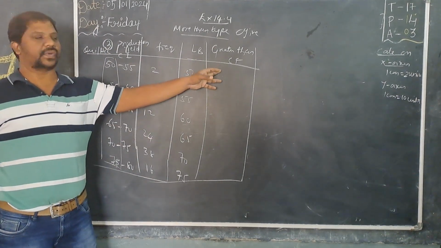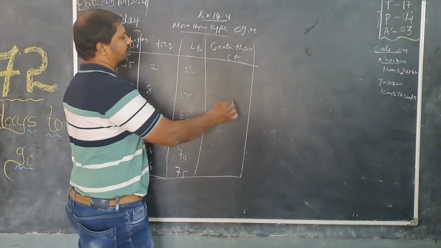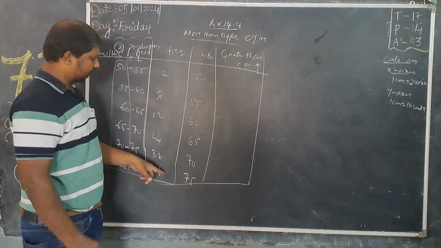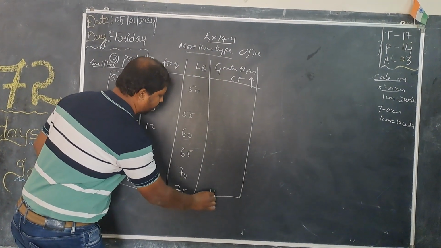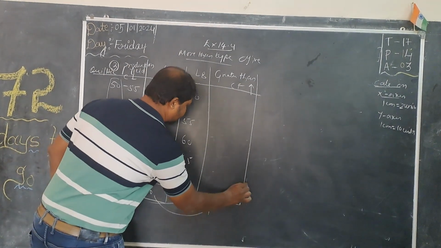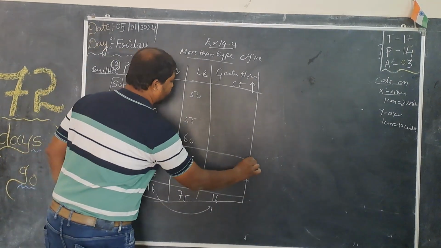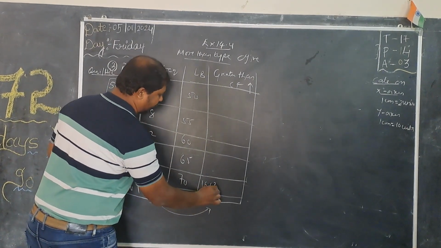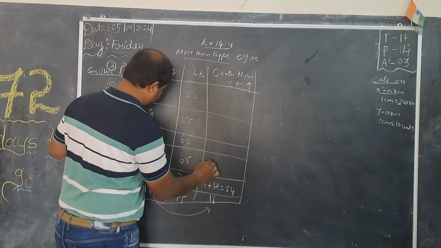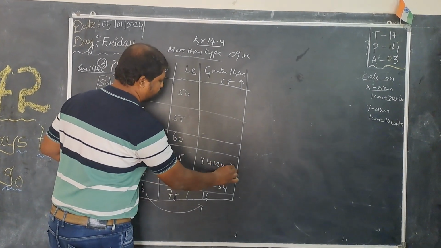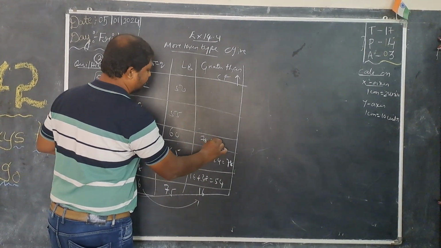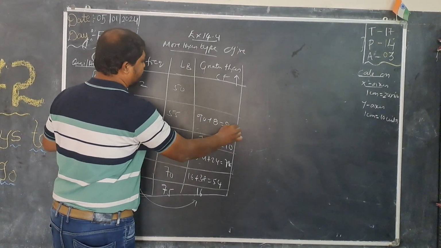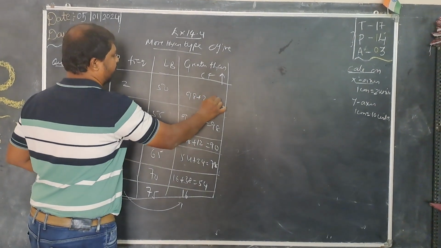Now greater than cumulative frequencies. For greater than cumulative frequencies, they should be added from bottom to the top. That is, the lowest frequency at the bottom is 16. Let us draw separate lines so that we don't get confused. 16, then addition, 16 plus 38 will give you 54. 54 plus 24 will give you 78. 78 plus 12 will give you 90. 90 plus 8 will give you 98. 98 plus 2 will give you 100.